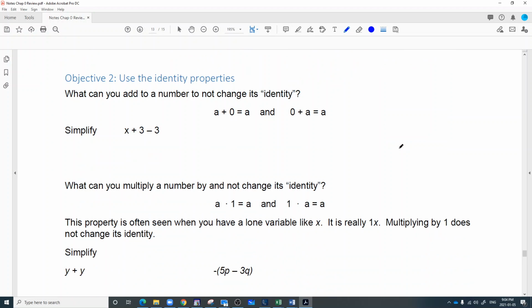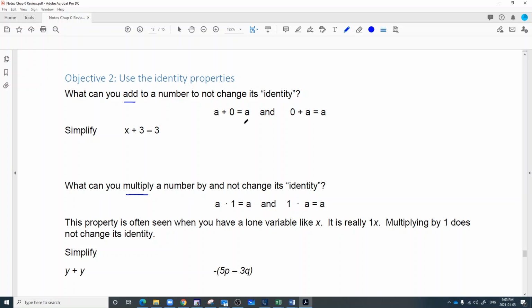Objective number 2 is your next property, which is your identity property. And an identity property is what can you do to a number to not change its identity? So there's what can you add to a number and not change its identity, and what can you multiply by a number and not change its identity. So the answer to what can you add is that you can add 0. If you have a plus 0, it's still a.